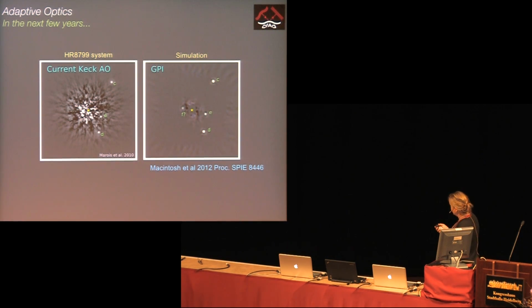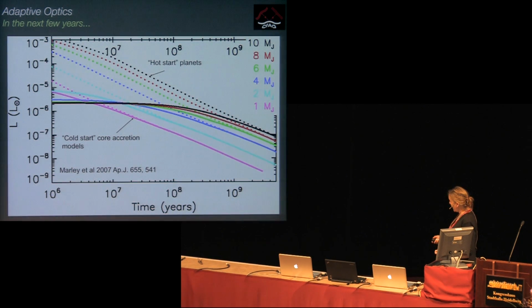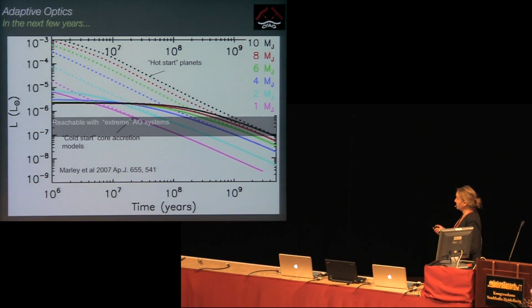And the hope there is to go from images that look like this with the best current Keck AO corrections to images that look like this. So we'll gain not just a factor of 2, but a factor of 100 in the precision and in the contrast ratios. And that will finally give us access to Jupiters that are further out with these extreme AO systems.